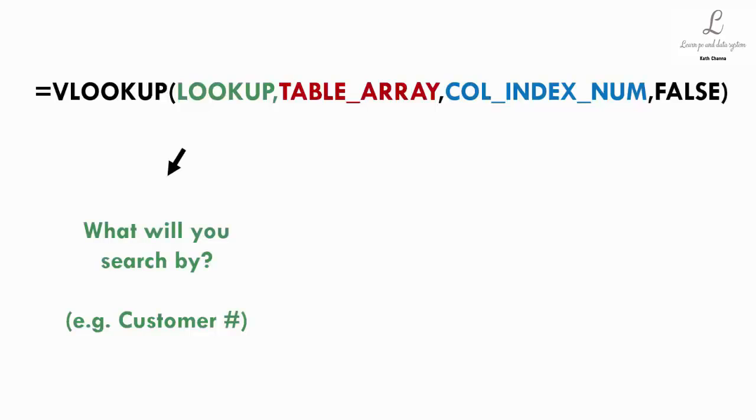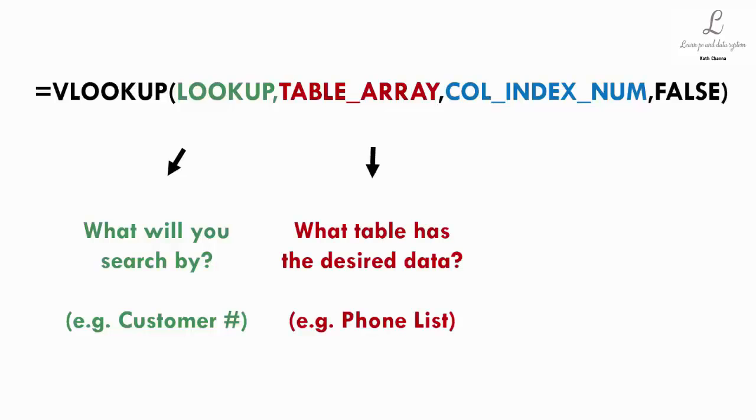So the lookup value is you're telling what you're going to search by. So in this case, when you look for a phone number, you're going to search for the customer number. Search by the customer number, because that's how you know if you have the right phone number. And the table array is what table has the desired data. So in this case, it's your phone list.